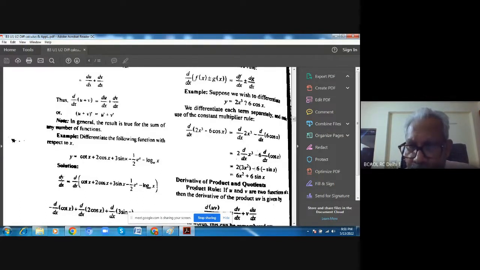Now minus 6 d by dx of cos x. For d by dx of cos x, you have to go by the chart. There is a standard chart. The derivative of cos x is minus sin x. You have to remember that. These things you have to remember. Okay. So 6x square plus 6 sin x. That's all. I will give you the standard chart where you can get all these things.